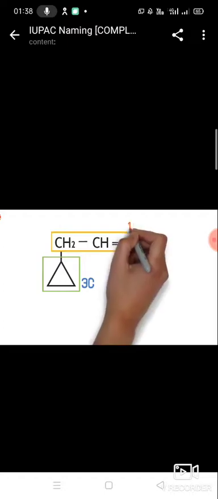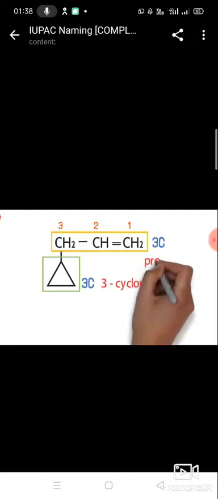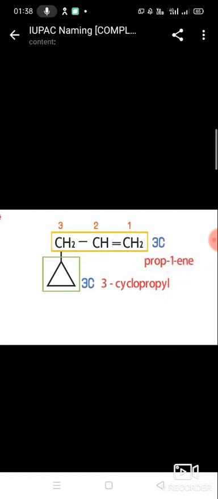The main chain attachment is there, that is a cyclic compound. So we have to give the numbering from this functional group. So the first carbon contains the double bond. The main chain is 3 carbon, so propene. In this propene, cyclopropyl is attached on the third carbon atom. So 3-cyclopropyl prop-1-ene.